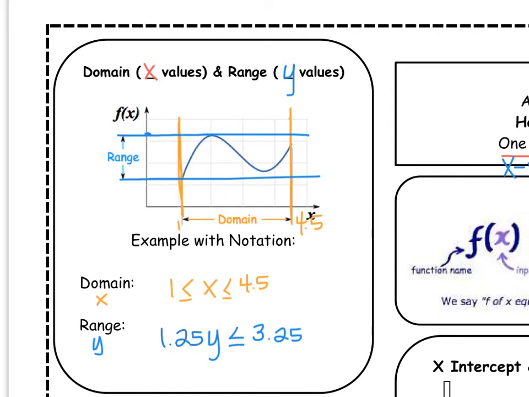So our domain, or our x values, go from this point all the way over to this point, which is 1 to about 4.5, and our range, which are our y values, the bottom of our graph is here, the top of our graph is here, and the distance from here to here, again, is about 1.25 all the way up to 3.25, and our y values are in between and including those numbers.